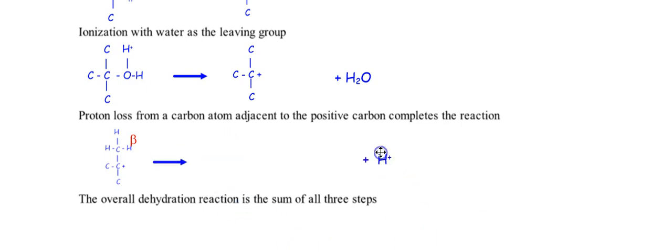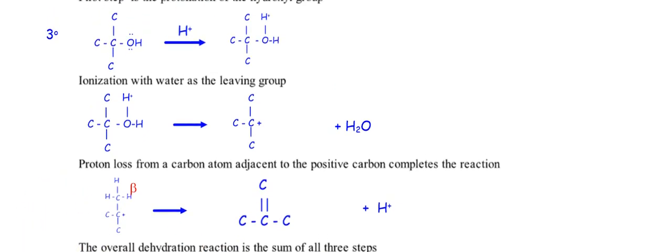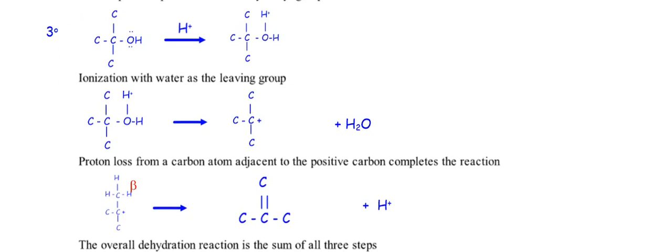And what's going to happen? It's going to leave. Remember, it was a dehydrohalogenation. Well, in this case, it's a dehydration. So I took away the water first, and now the H has to come off, and what am I left with? A double bond. That should seem familiar. So now what? It says the overall dehydration reaction is a sum of all three steps.